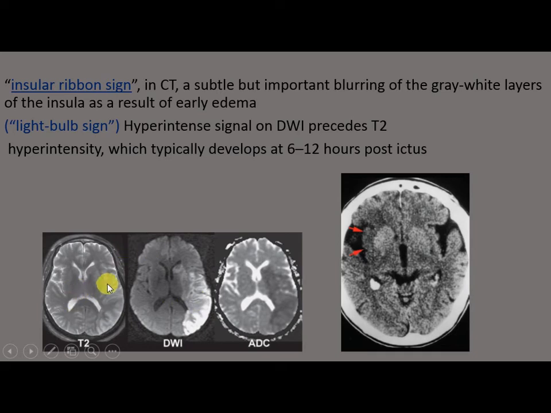In this T2 weighted image, there is subtle hyperintensity seen in the region of the middle cerebral artery territory, while it's more obvious in the diffusion weighted image. And this is the corresponding ADC map, which is showing a hypointense signal.